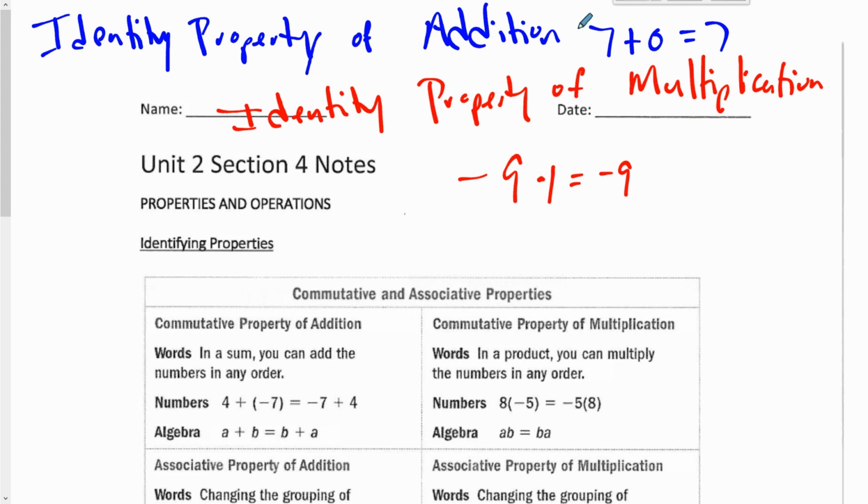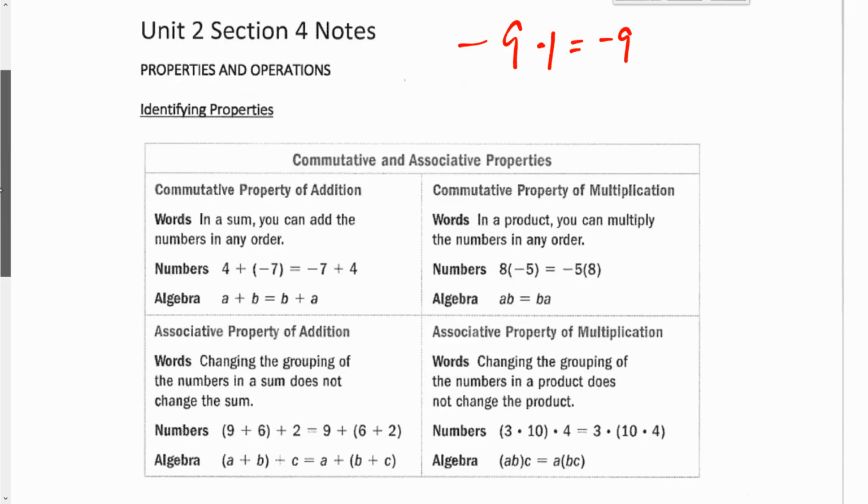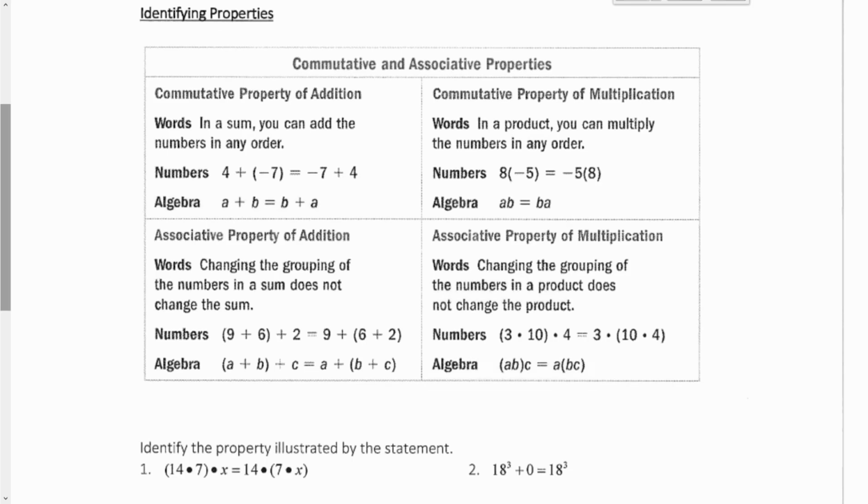All right, in Unit 2, Section 4, we are talking about properties and operations, and then we'll also get into some conversions. So first thing, and this is just copied out of your book, is a table with some of the properties on it. This table has the commutative and associative properties. And for each one of those, we have an addition version of it and a multiplication version of it.